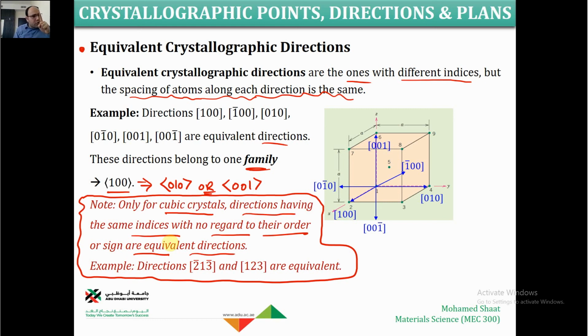What is the condition? The condition is that they belong to a cubic crystal and they have the same indices. What does this mean? For example, if you have a vector 4, -1, 3 and another vector which is 1, 3, 4, and both belong to a cubic crystal, are they equivalent directions or not?